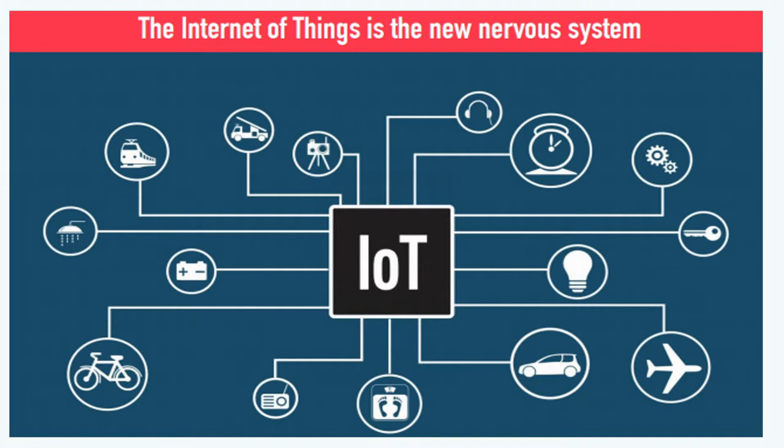So IoT is one of the nervous systems for AI, because here you can see the things we are using in our day-by-day habits, all of them are there, right? Cycling, radio, weight machine, car, aeroplane, bulb, okay, keys. So all of these represent data, and we can use this data and implement our AI technology, okay.